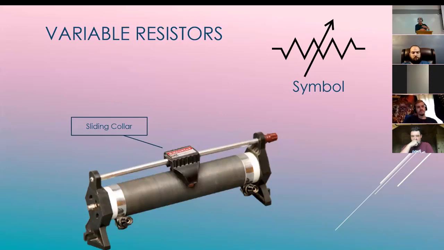Variable resistor, much like the one I have here. Notice the symbol has that arrow. Anytime you see a schematic with an arrow through it like that, that means that it's variable. So you may see a power supply with that through it. It means it's a variable power supply.